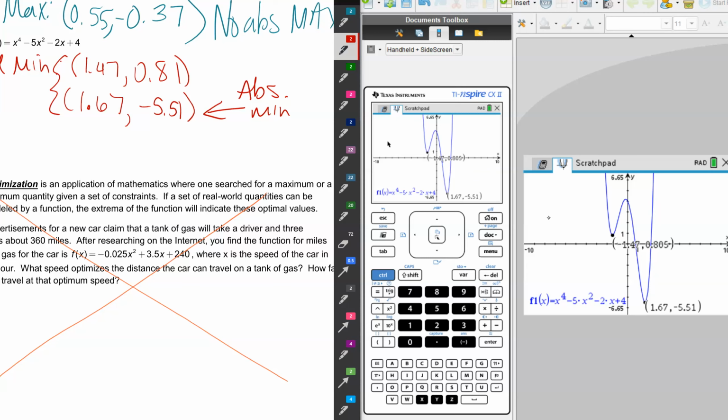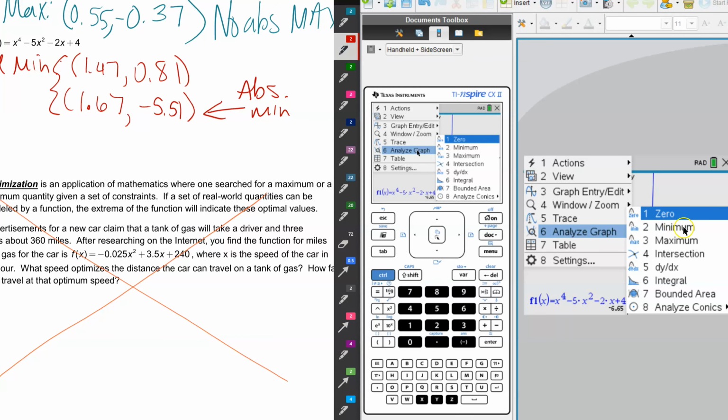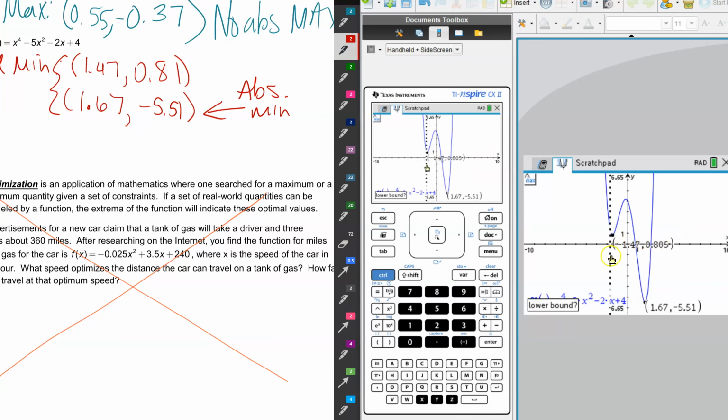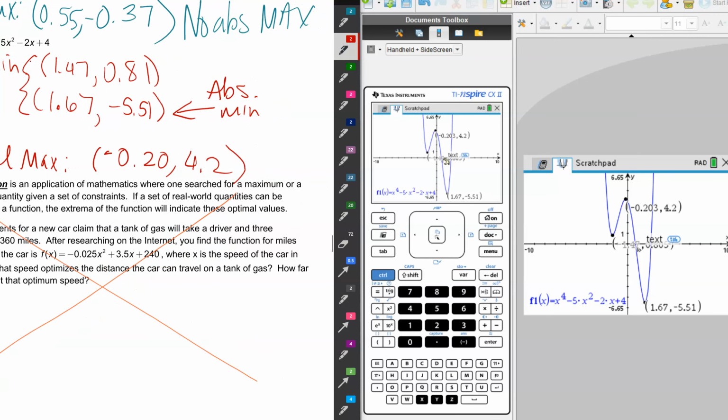Will I have an absolute maximum? No. But I do have one relative max. Menu, analyze graph, maximum. And this is occurring at negative 0.20, comma 4.2. No absolute max.